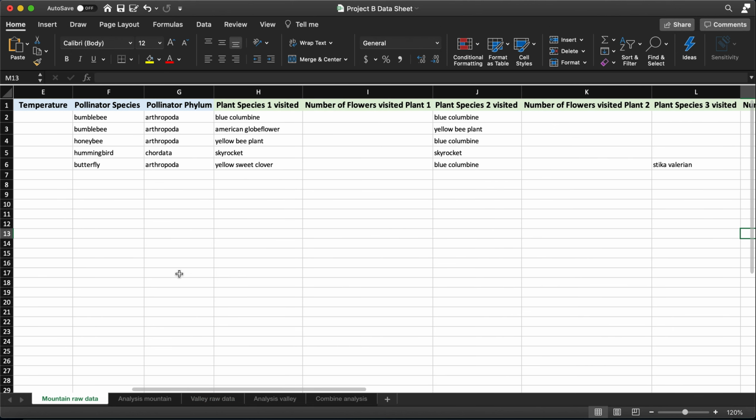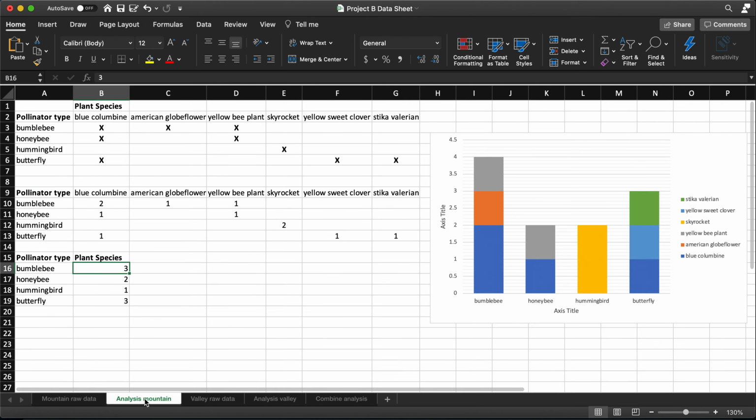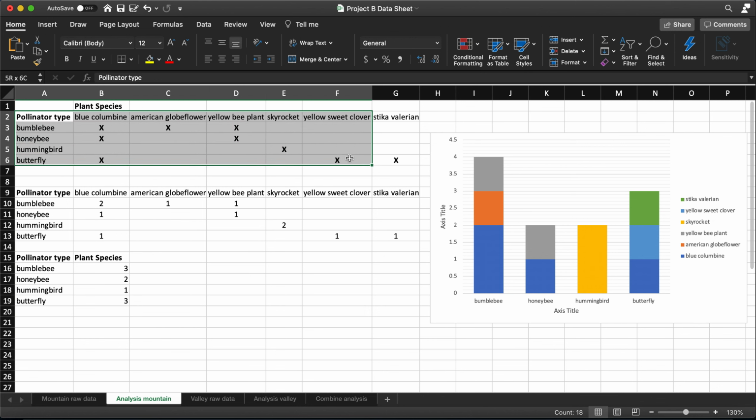Okay, so let's go back to the mountain raw data, right? And then you're gonna be seeing here that I created a tab that is called Analysis Mountain. Okay, so I'm gonna focus on the analysis from the mountain place. Here I made a little table based on that raw data that I showed you, and I'm gonna put here the pollinator type, and you're gonna put the pollinators that you saw.